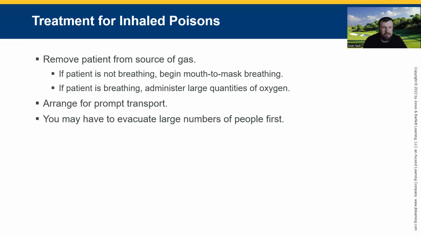That just gives us a heads up. If you have not evacuated, you may have to evacuate large numbers of people first. So if we are in a warehouse or something and a vial of some toxic chemical breaks, first things first, let's get everybody out and away from that as quickly as possible. And then we can start treating people. We can triage from there.